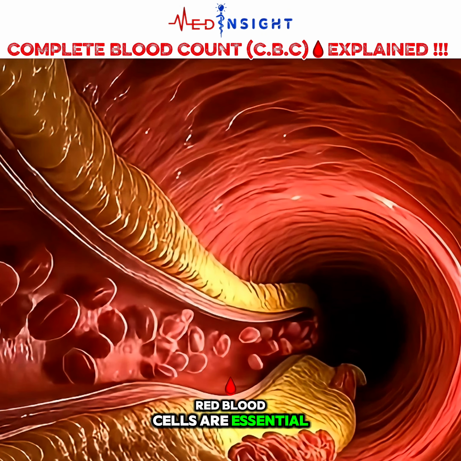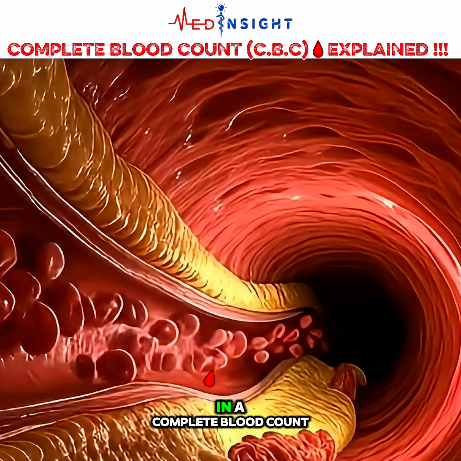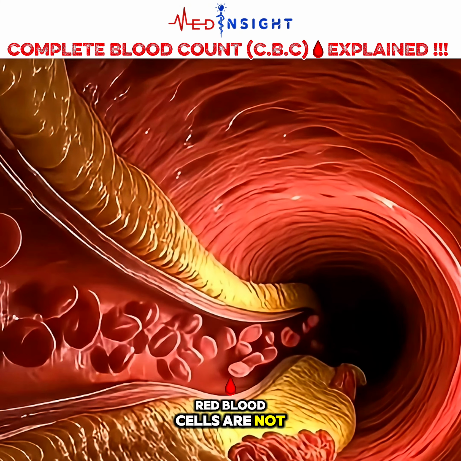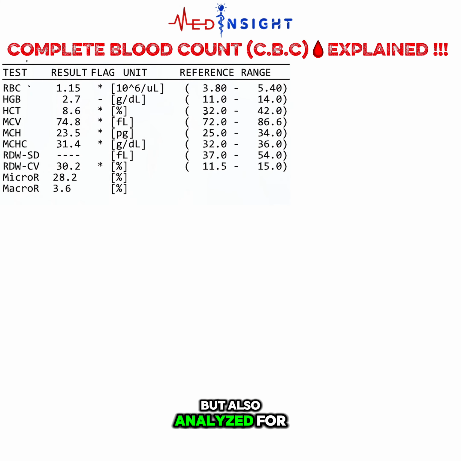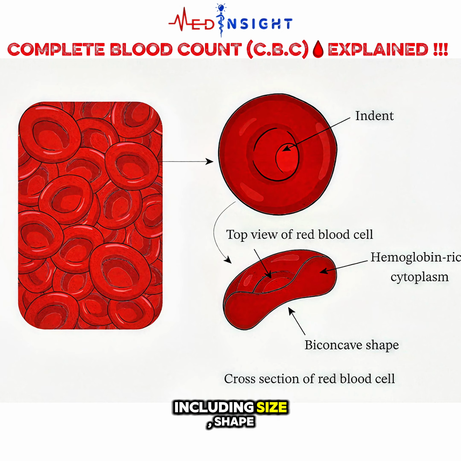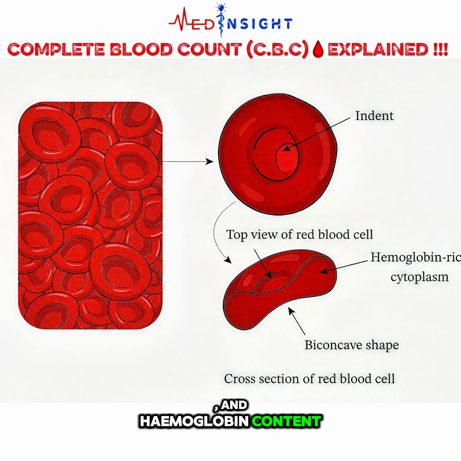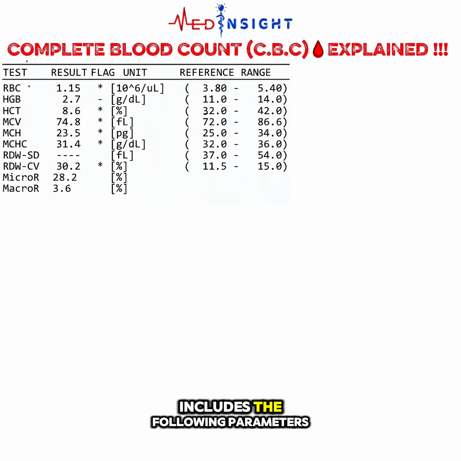Red blood cells are essential for oxygen transport throughout the body. In a complete blood count, red blood cells are not only counted, but also analyzed for their characteristics, including size, shape, and hemoglobin content. The red blood cell differential includes the following parameters.